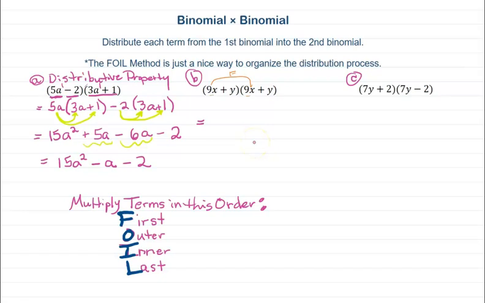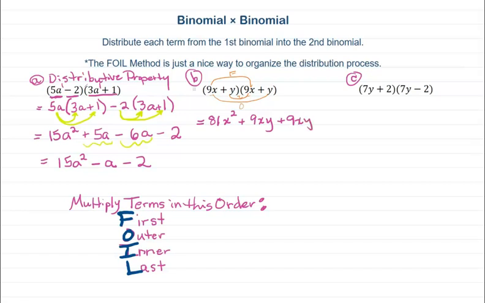And so the first multiplication, F, is for first. 9x times 9x is 81x squared. Now we're going to do the outer terms. So we're going to go 9x times y. So I'm going to put a little O over outer. So 9x times y, and it's positive, so we'll have plus 9xy. And then inner, so the two inner terms, 9x times y again, and they're positive, so 9xy.